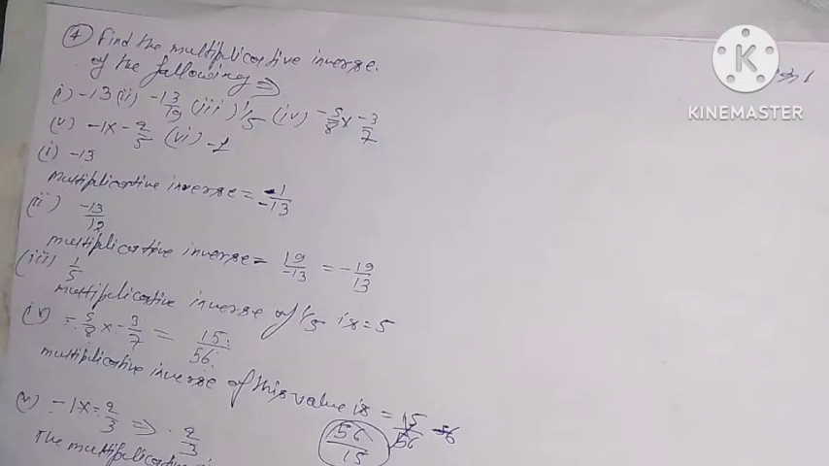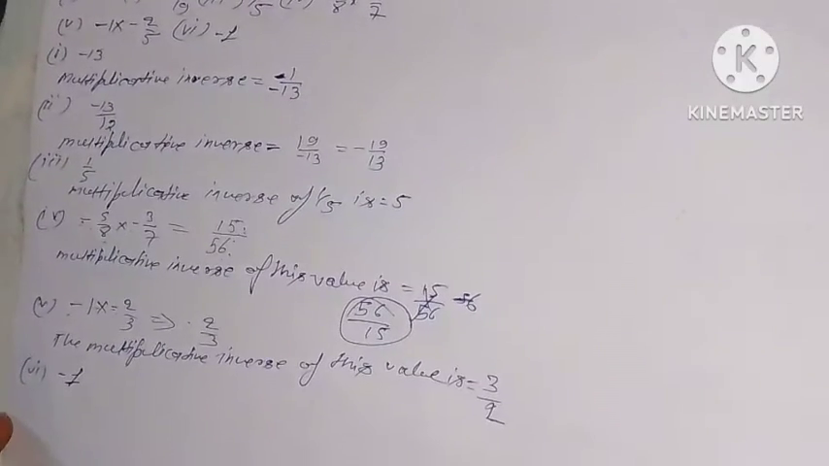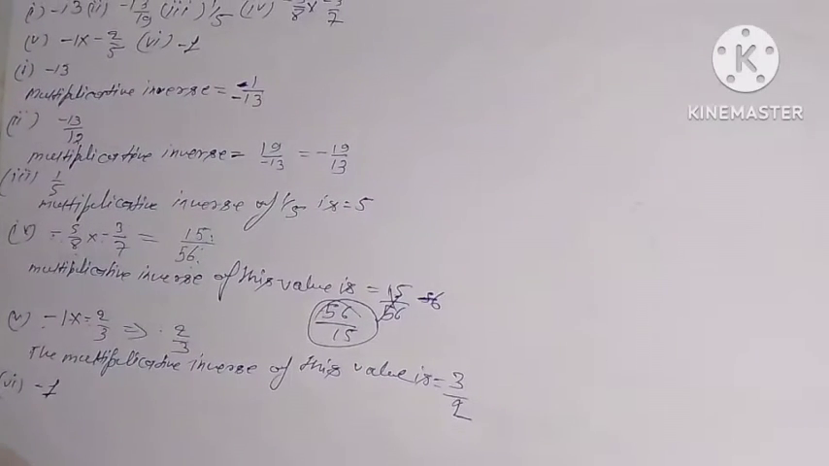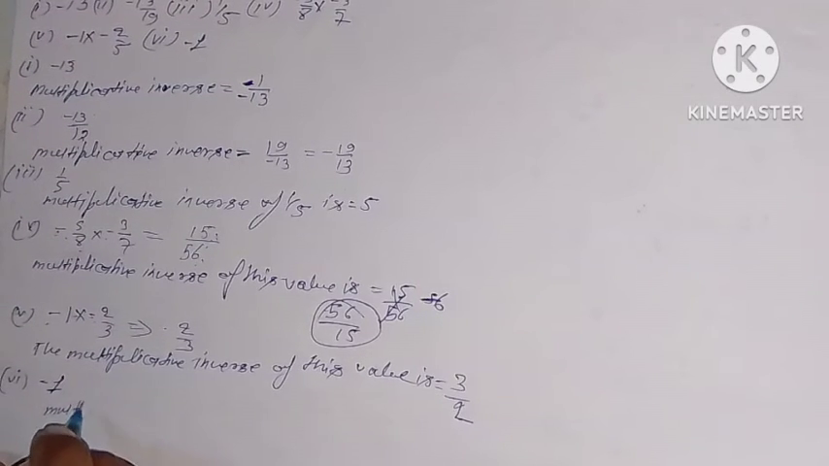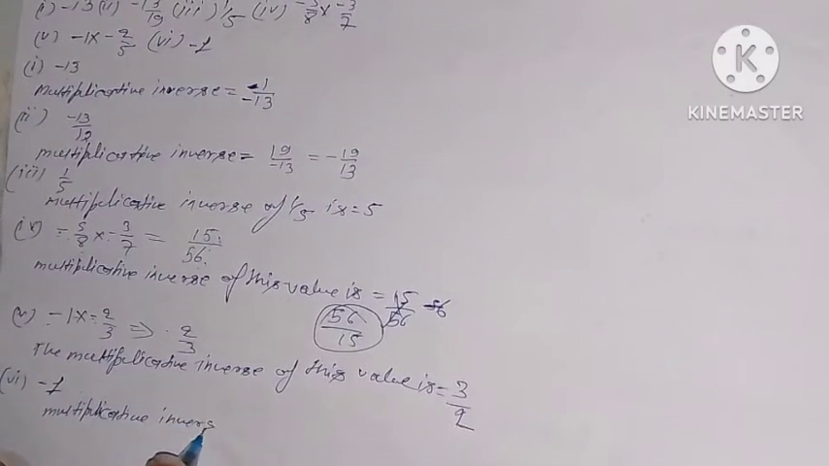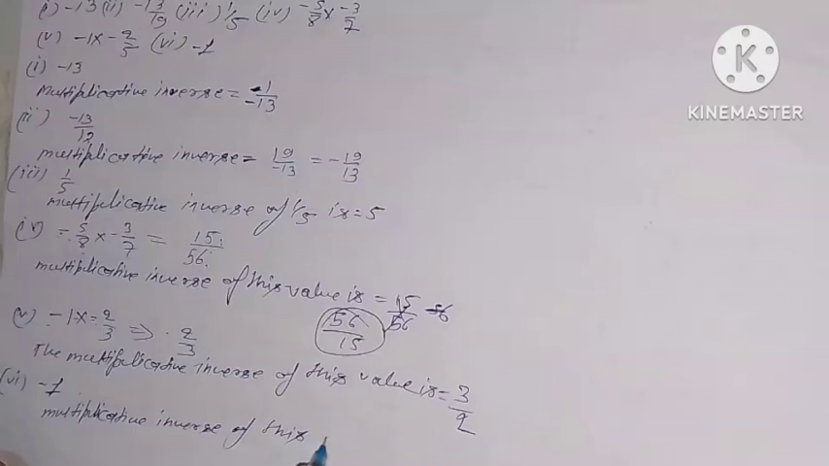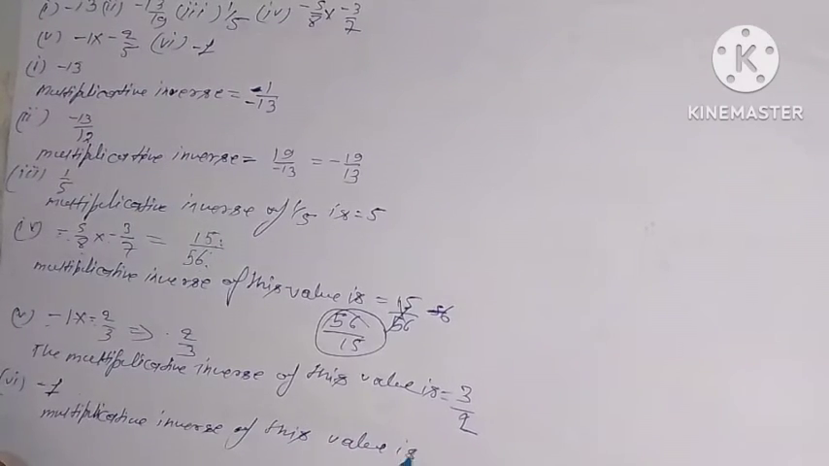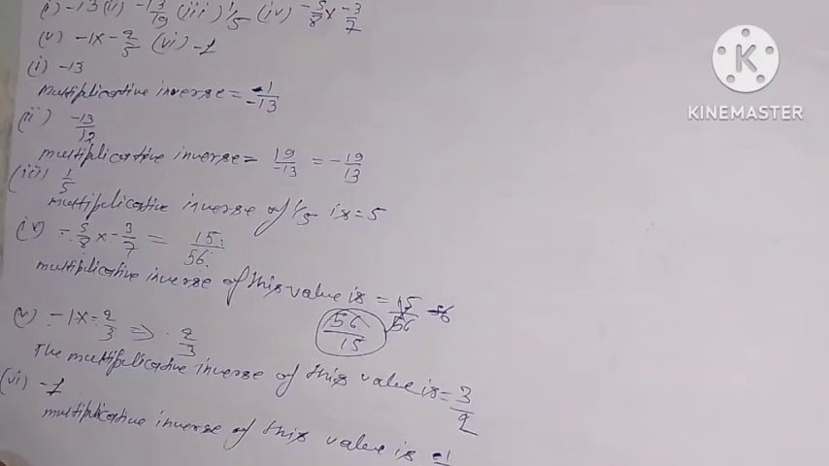And sixth question. The question 6 is minus 1. Then the multiplicative inverse of this value is 1 upon minus 1.